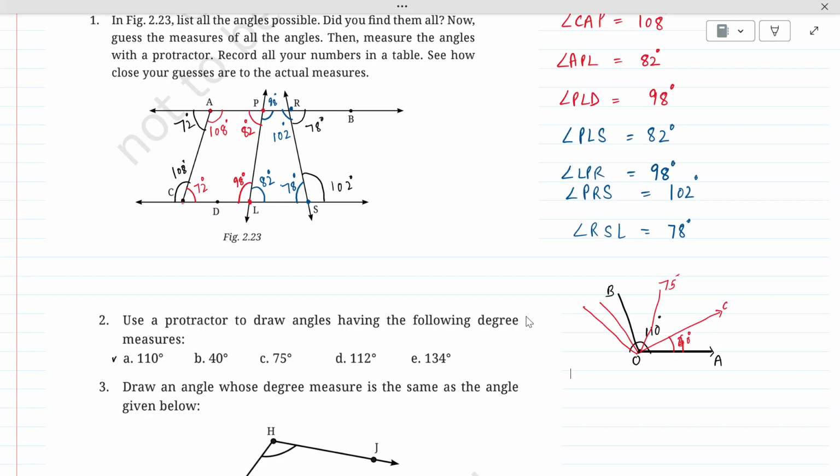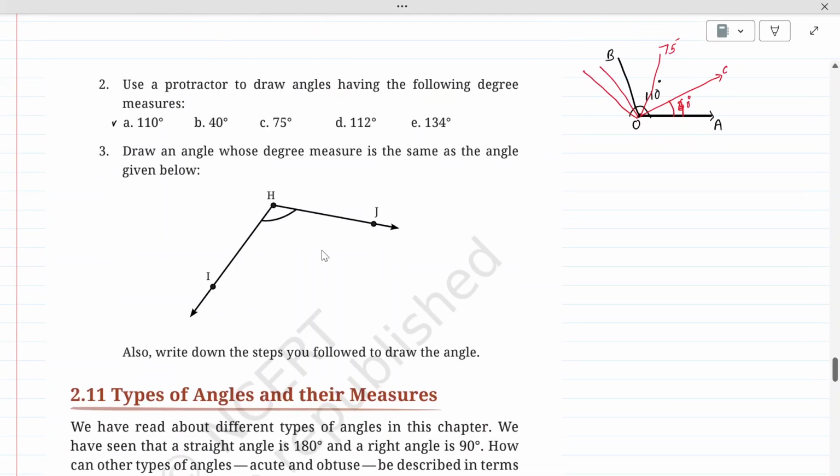Okay. Next is draw an angle here whose degree measure is the same as the angle given below. So we have to make one angle which has the same degree as given in this figure.